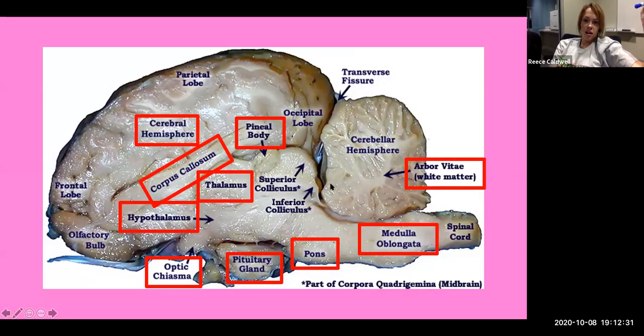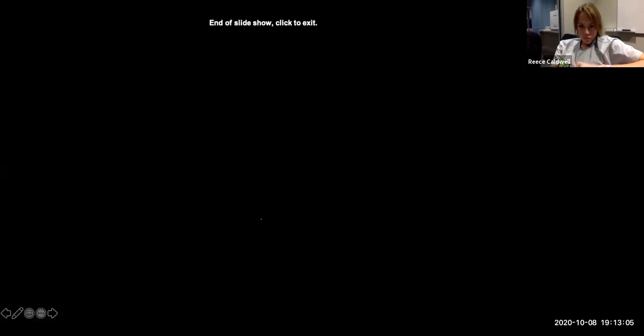And then just know that it goes pons, medulla, spinal cord. Midbrain's right in here, but it's too hard to see. You don't need to know hypothalamus, thalamus. You don't need to know optic chiasma or the pituitary gland or the pineal body. Those are just really hard to see unless you have the brain right in front of you and you can use your finger to mess around with it. So cerebrum, cerebellum, corpus callosum, pons, medulla oblongata. That's about it. Cool. All right.